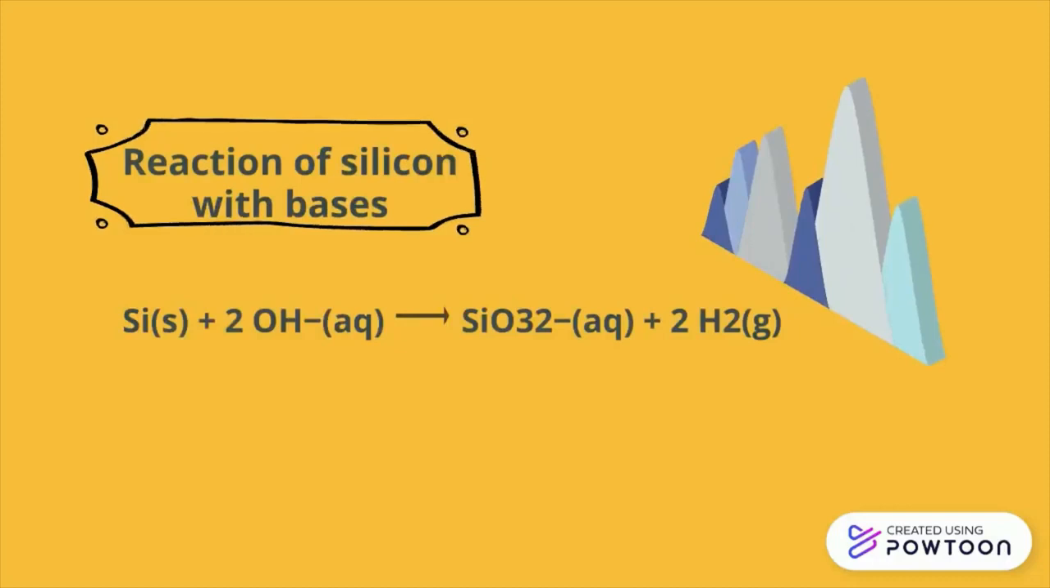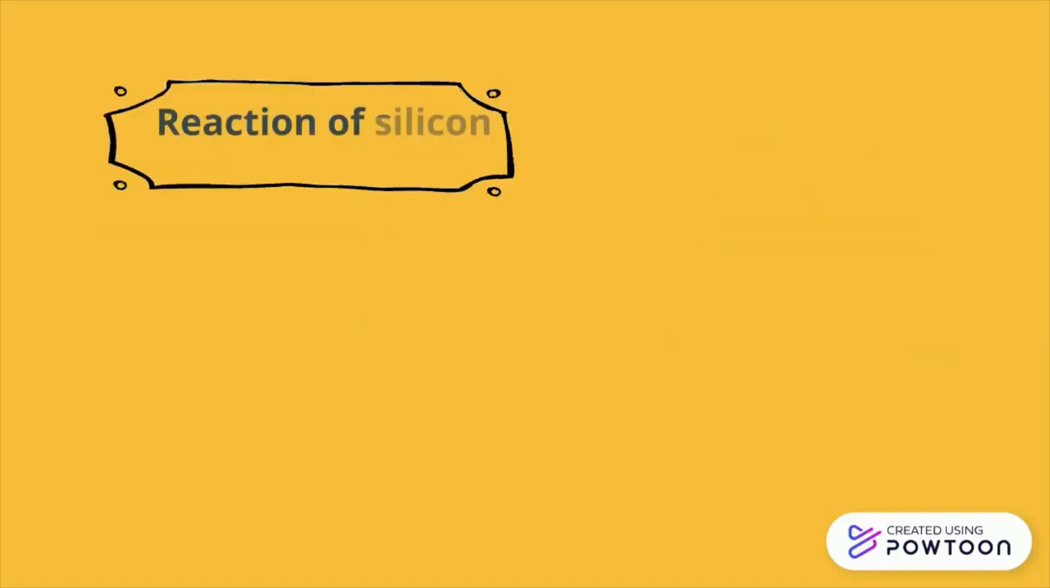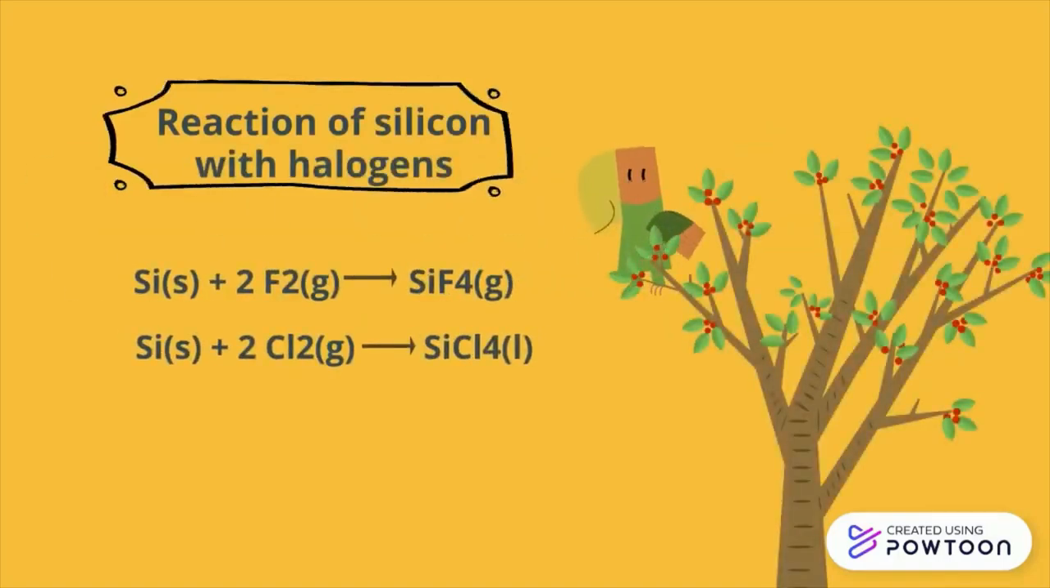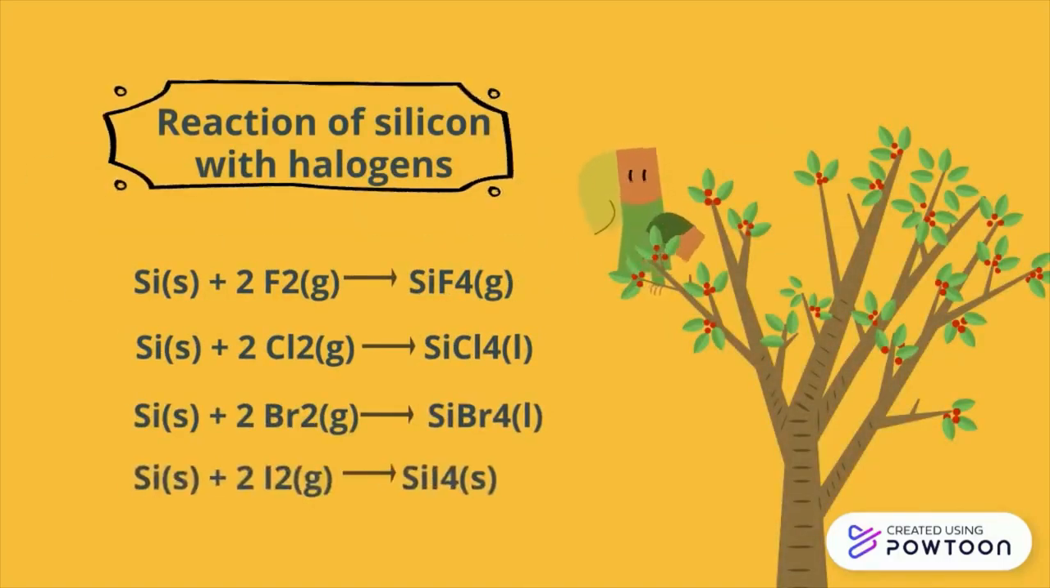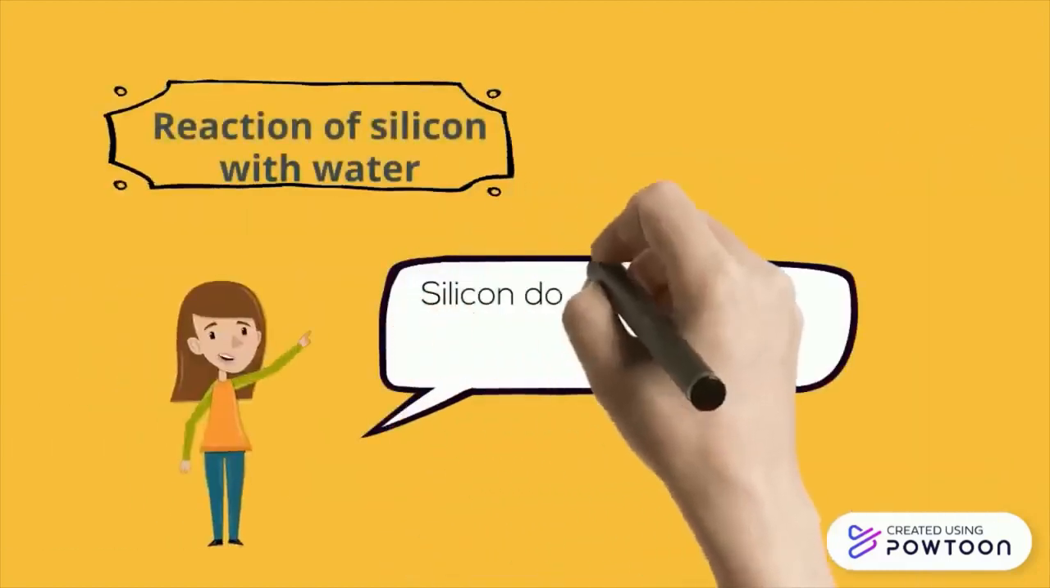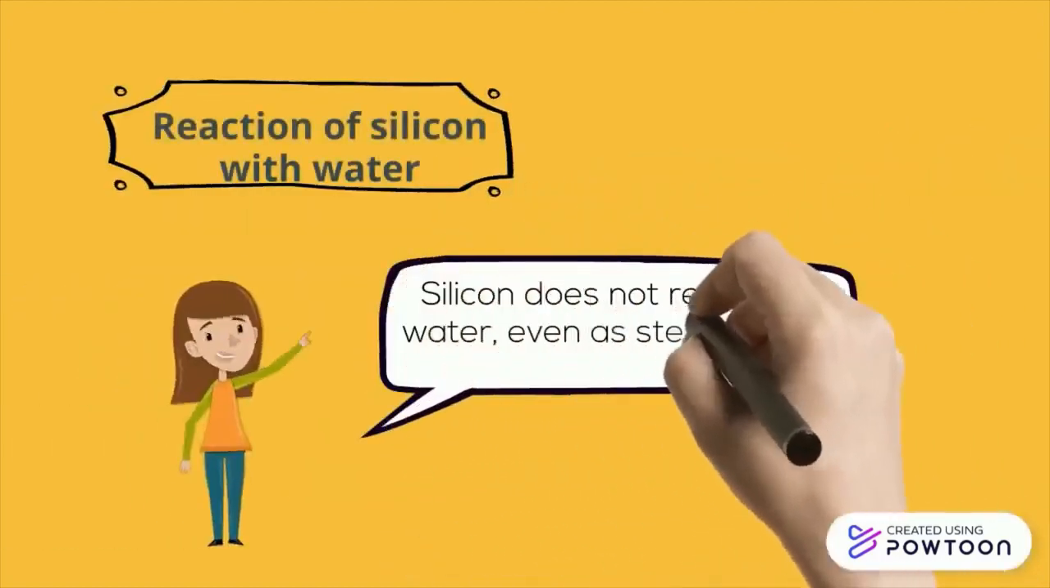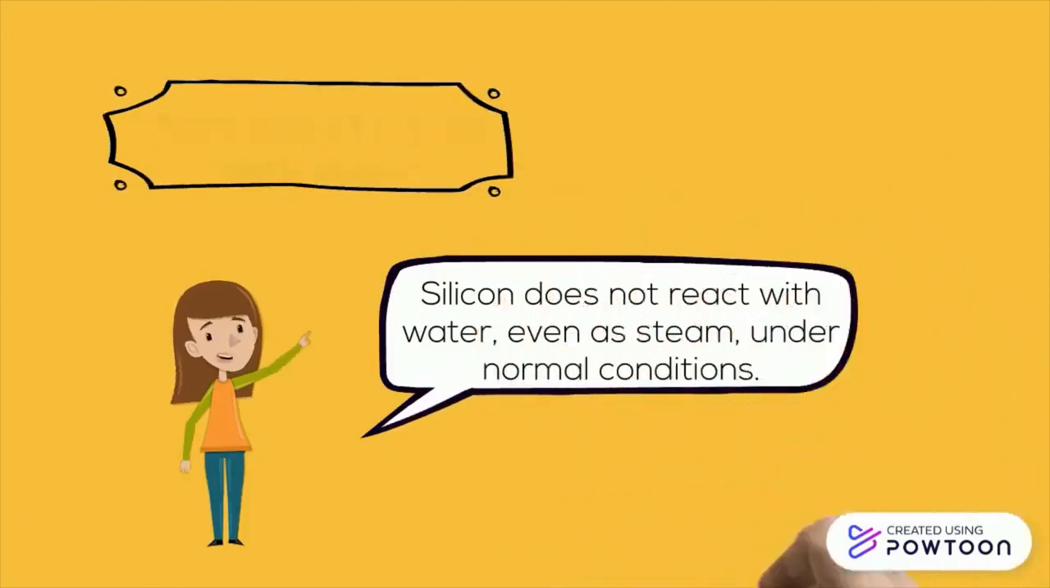Silicon reacts with hot alkali solutions, forming silicate ions. Silicon reacts with halogens, forming the corresponding silicon halides. Silicon does not react with water, even as steam, under normal conditions.